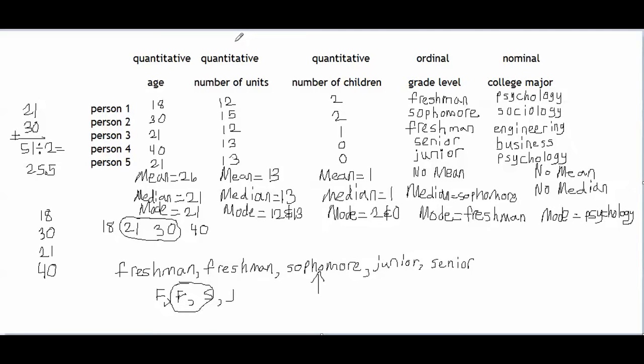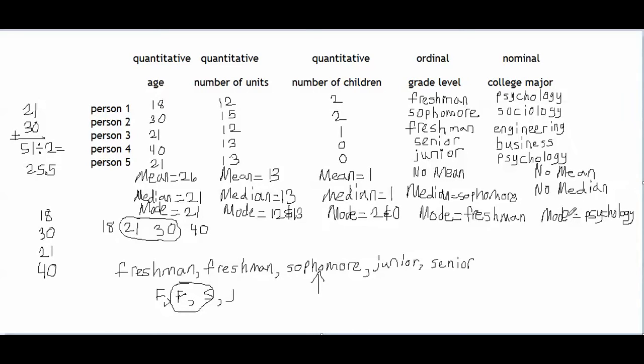You can find the mode of a set of quantitative data, you can find the mode of a set of ordinal data, you can find the mode of a set of nominal data. So when you have a set of quantitative data, you can find the mean, median, and mode. When you have a set of ordinal data, you can't find the mean, but you can find the median as long as there's an odd number of values, and you can find the mode. When you have a set of nominal data, you can't find the mean or the median, but you can find the mode.